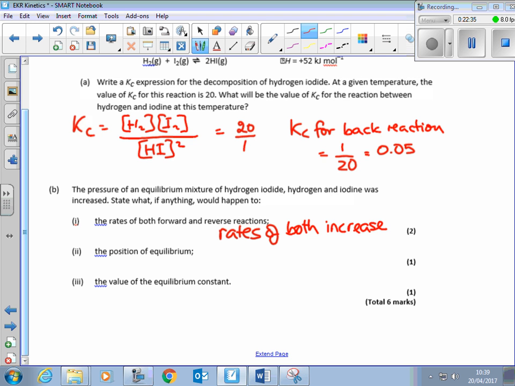Position of equilibrium. It will stay the same. Yeah, because you've got equal numbers of molecules on each side. You know, it can't reduce the pressure. It can't go in either direction to reduce the pressure, can it? Much as it would like to.